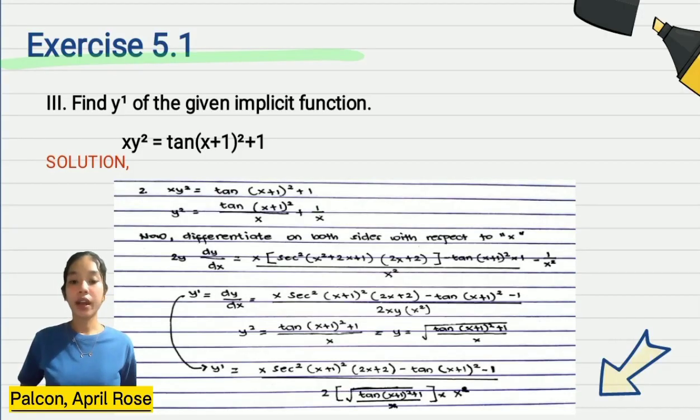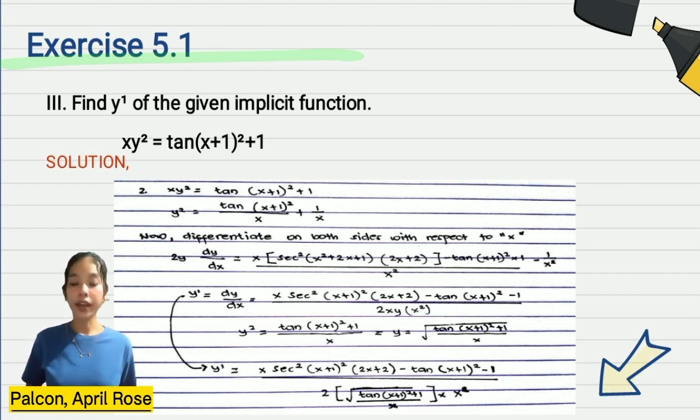Find y prime of the given implicit function. So the given is xy squared equals (tan x + 1) squared + 1. So we will now convert it into y squared equals ((tan x + 1) squared + 1) over x. Now, differentiate on both sides with respect to x.